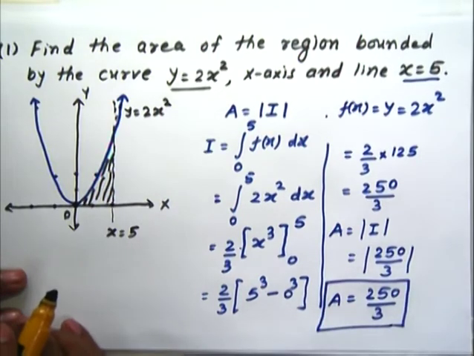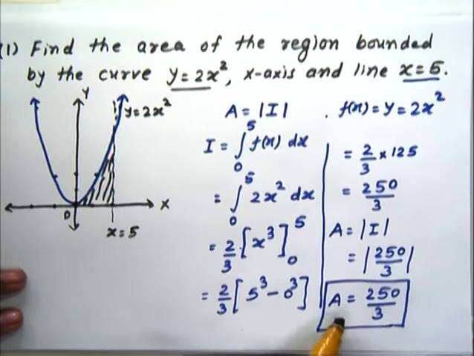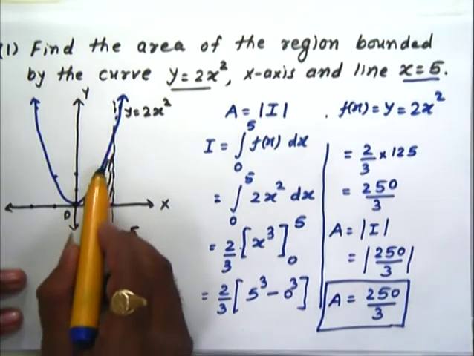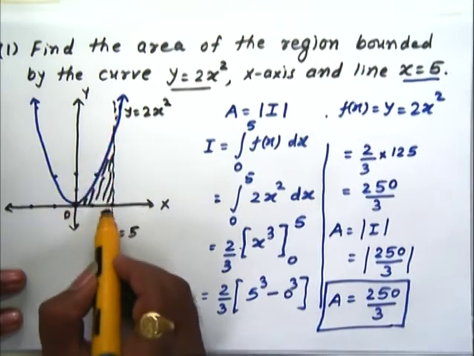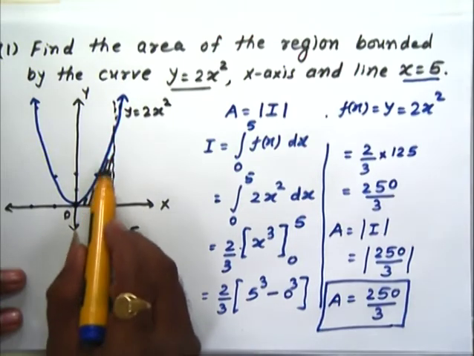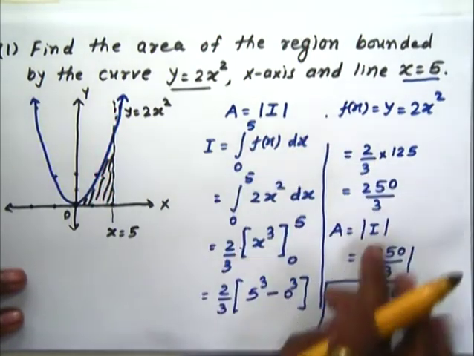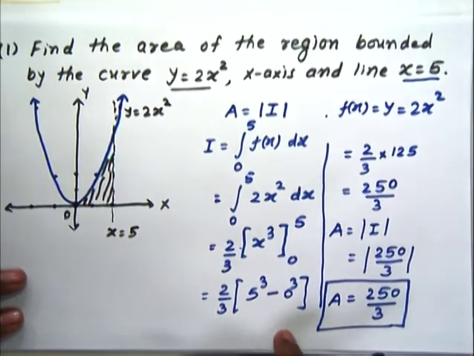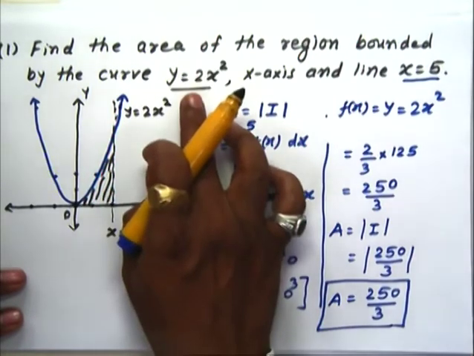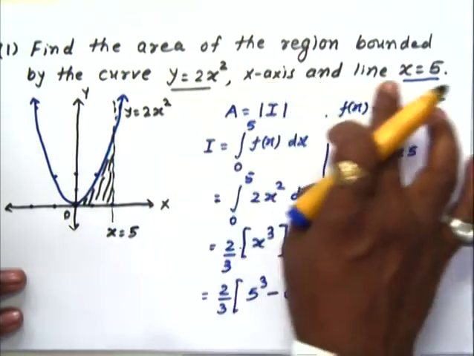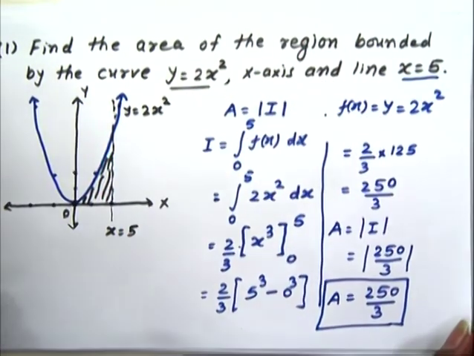So in this way we can find the area under the curve and line and x-axis bounded by this region. I think you all can understand this example, how we can find the area bounded by this curve, x-axis and this line. Let's understand one more example. Example number 2.